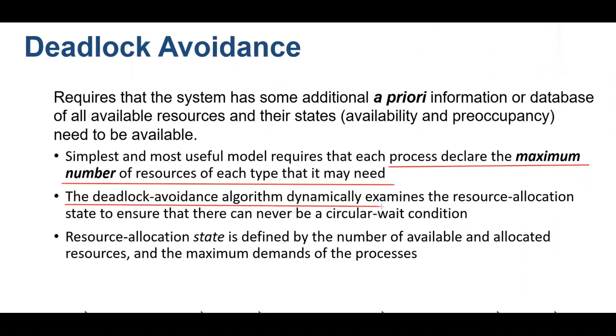The deadlock avoidance algorithm dynamically examines the resource allocation state. In the deadlock avoidance method, deadlock avoidance algorithms will be running in the system. Each and every time, they will examine whether the system is in the safe state or not, and they will try to keep the system in the safe state to ensure that there can never be a circular wait, because the circular wait was one of the major causes of deadlock.